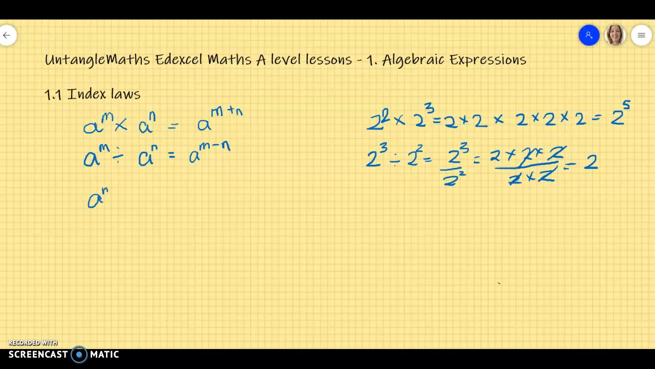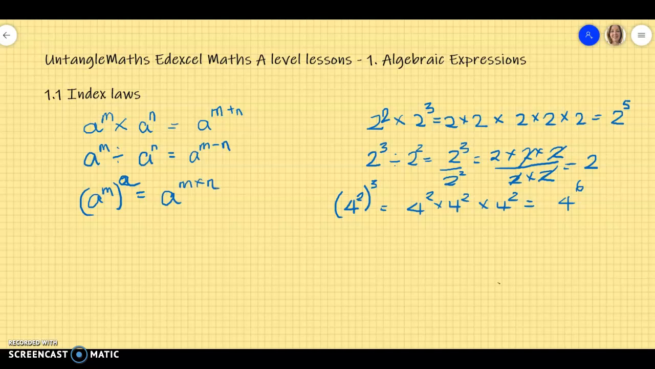Third rule is if you have a power and then a power outside. I'll change it to a number, 4. So you've got 4 squared, cubed, which means you've got 4 squared times 4 squared times 4 squared. So you have that 3 times itself. From the information we know from the very first one, that ends up as 4 to the 6. To get that with these two numbers, the shortcut is you multiply those two numbers.